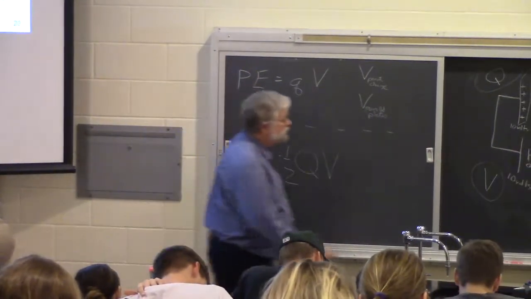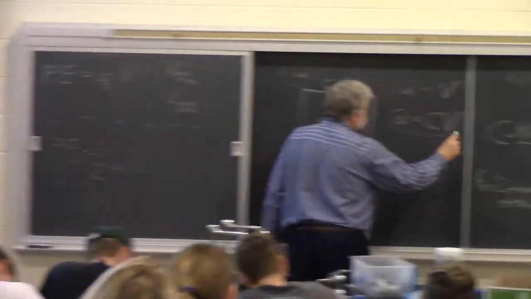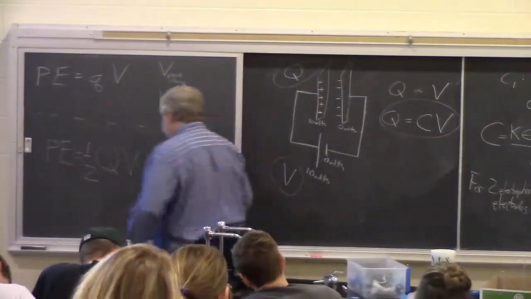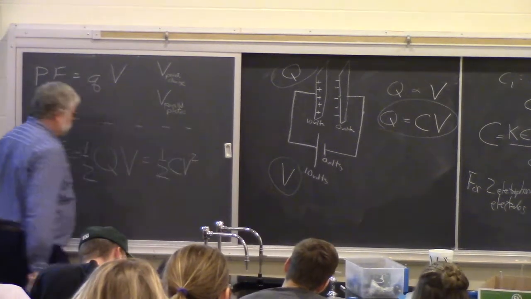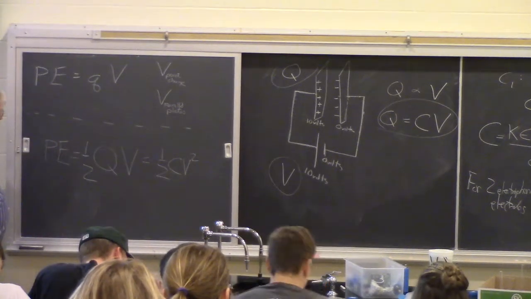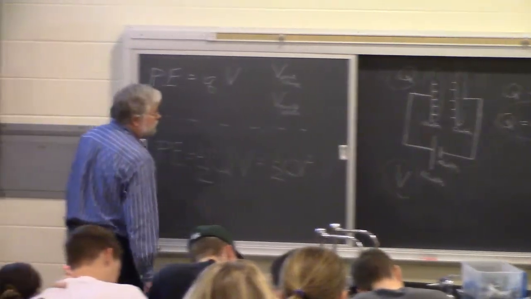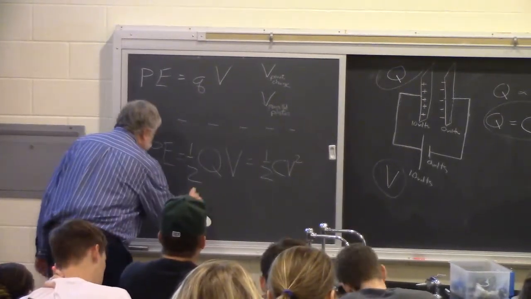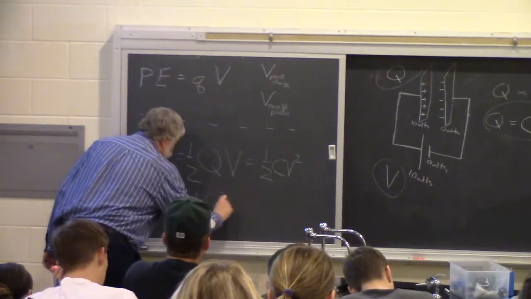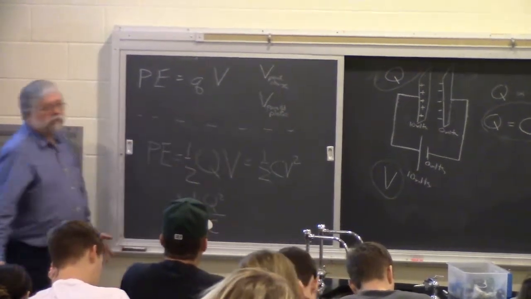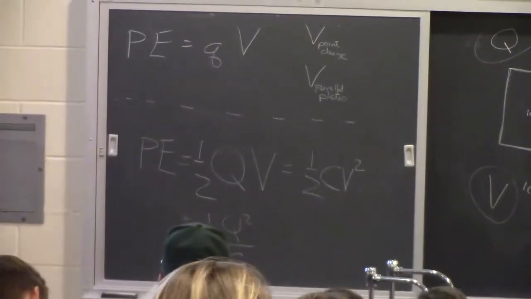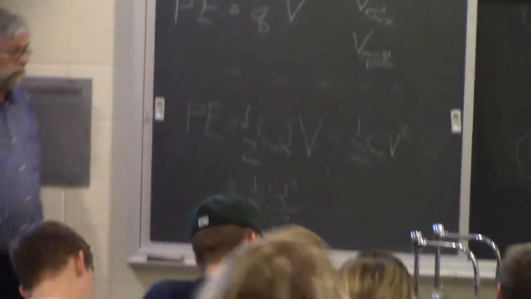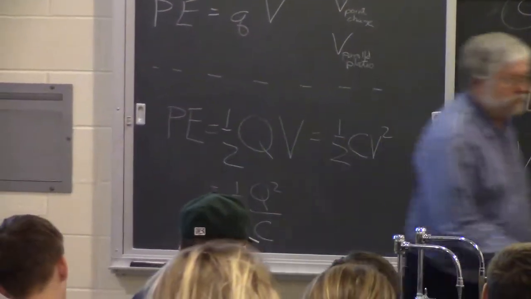Now, with this equation, we can change the Q into CV. So this is also 1/2 times CV times V. Or we can change the V into Q over C, and it's also 1/2 Q squared over C. Three completely equivalent formulas for the amount of energy stored in a capacitor. Well, which one do you use? Well, the one that maybe you have the numbers for already.